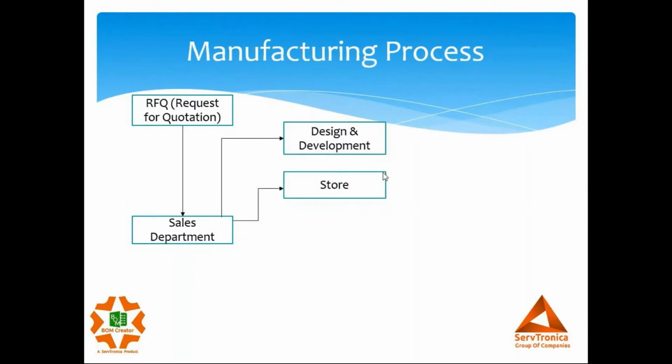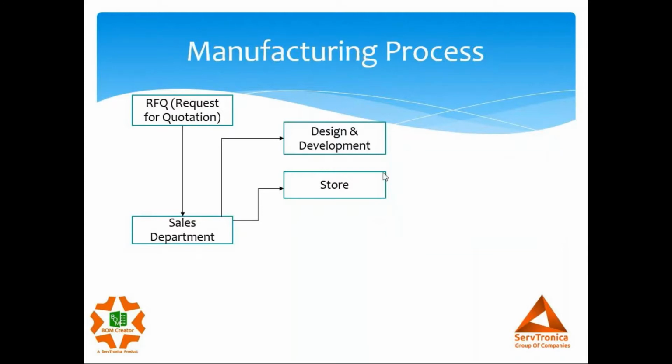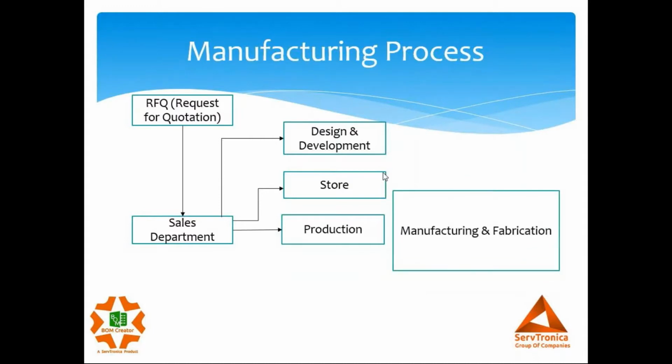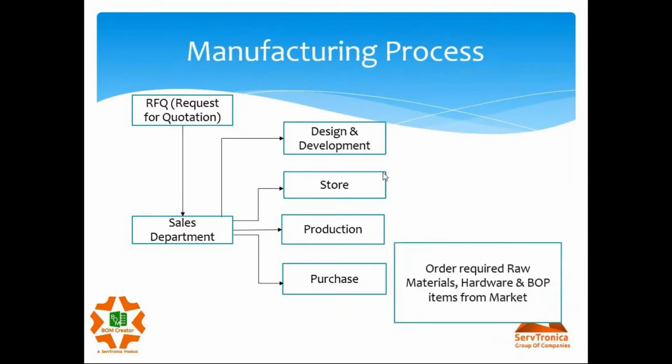Then comes the store. The store basically keeps a check on the inventory: what material is available in the industry, what has to be ordered. The store department keeps a complete check on these aspects. Next comes the production department. The production department's responsibility is to manufacture and fabricate the complete things in a given set of time. Next is the purchase department. The purchase department basically orders the raw material, hardware, etc. from the market for executing the project.